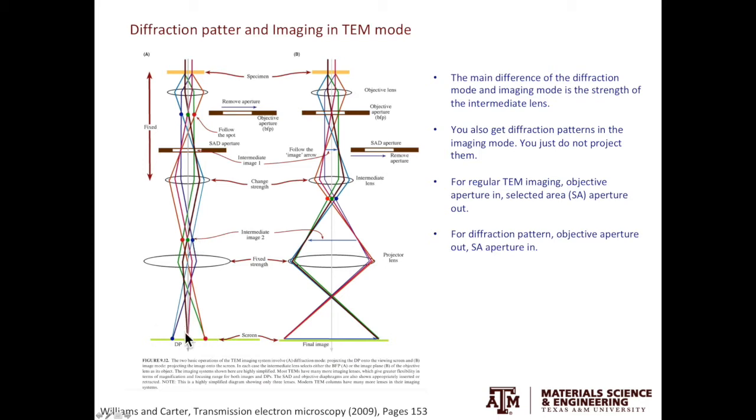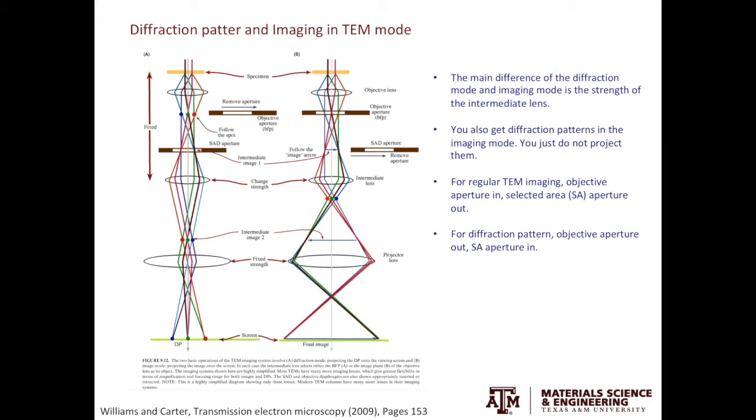captured on the screen. When you switch from the diffraction mode to the imaging mode, the ray diagram above the intermediate lens does not change. It's exactly the same as the one from the diffraction mode. However, after the intermediate lens, because the lens strength increases, it bends the beam a lot more. So instead of forming the projection of the diffraction patterns, it forms the projection of the actual image. One interesting thing is that even when you're in the imaging mode, you still form diffraction patterns. And it's right here. We're just not projecting these diffraction patterns on the screen anymore.